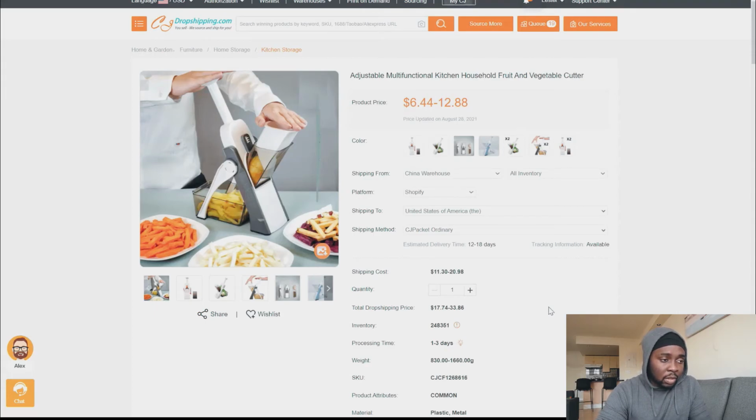So let's do the math. $6.44 plus $11.30, that's $17.74. So $17.74 times 3 is $53.22. So we can actually sell it for $49.99. If you sell it for $49.99, then we'll be making a profit of $52.25. And if you're able to sell 1,000 of these, we have $52,250.